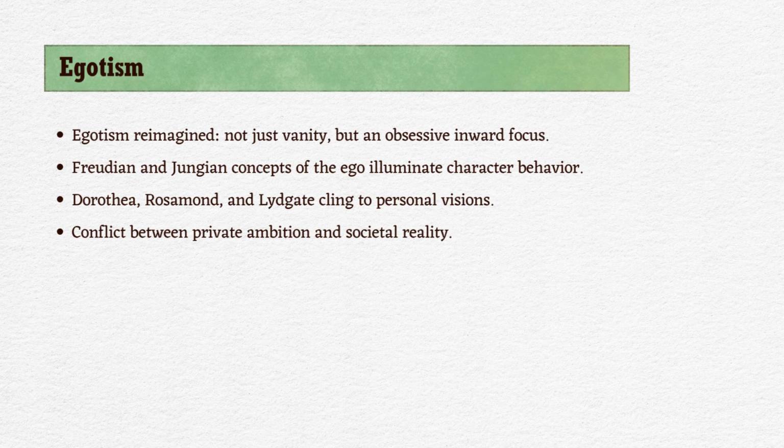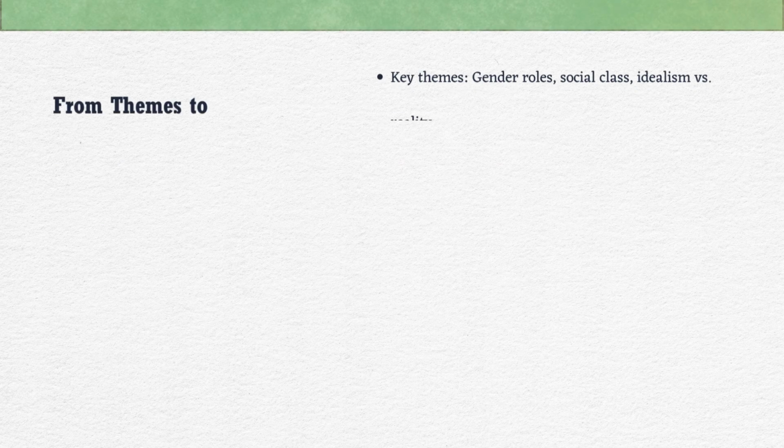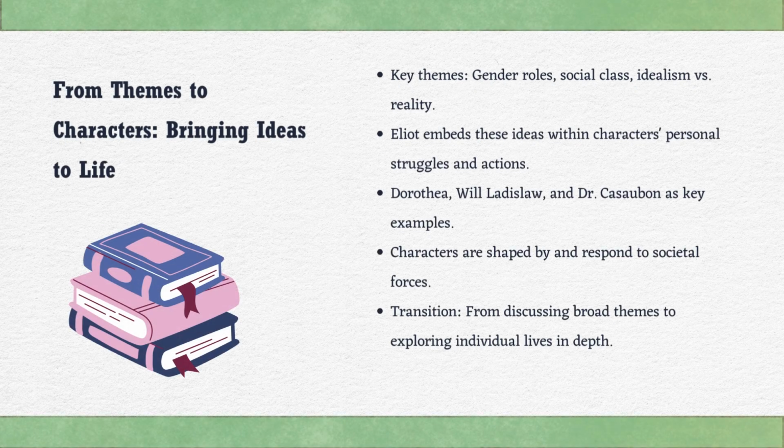Now that we've outlined the key themes in Middlemarch, let's take a closer look at how George Eliot brings these abstract concepts to life through her characters. The novel's themes, gender roles, social class, and idealism versus reality are not just theoretical discussions. Instead, Eliot explores these ideas by embedding them within her characters' lives, actions, and choices.